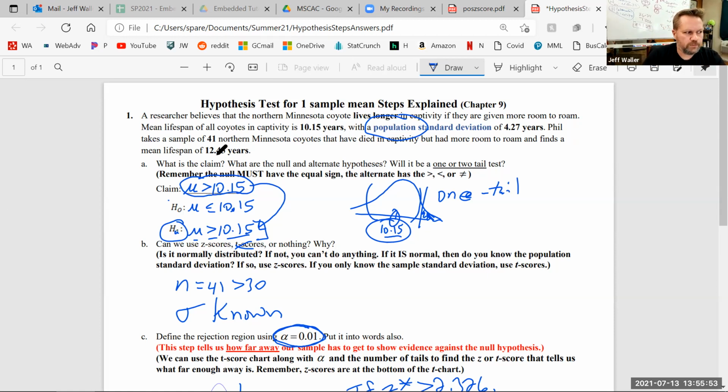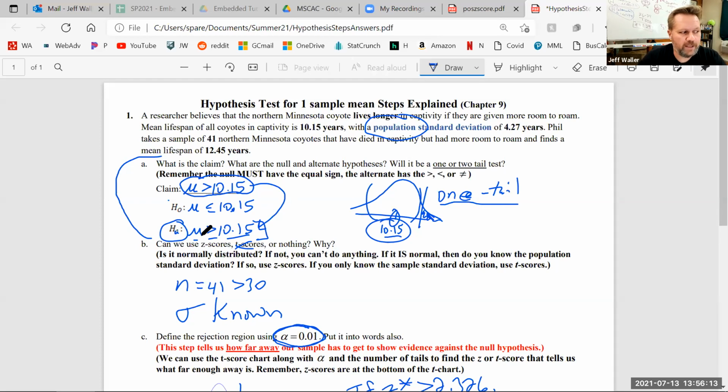So all we're doing, this very first piece, I call this the "what are you talking about" piece. What are you talking about? What's the claim? What do the old guys in the Starbucks think? Right? And now, why did we say it was one tail? Because it's only greater than?